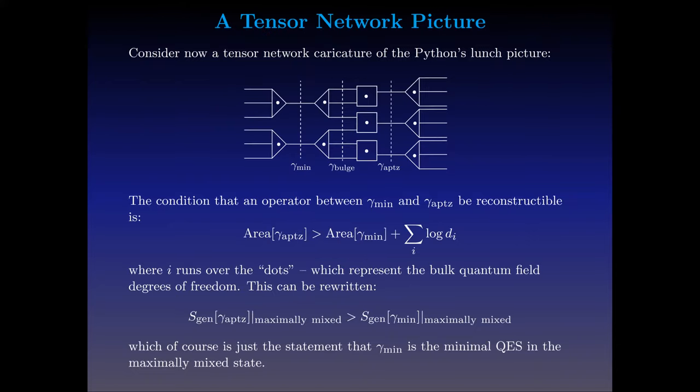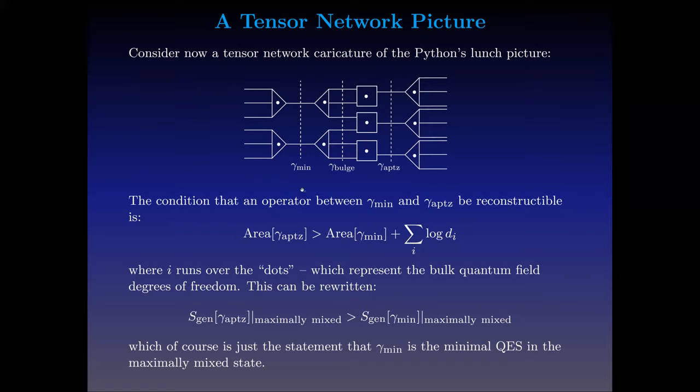So where does the Python's lunch come in here? Well, it's useful to see this from the perspective of tensor networks. So this is a tensor network caricature. These tensors don't stand for anything in particular. They're just shapes here. I'm not subscribing to any particular tensor network model. So let's consider a tensor network caricature of the Python's lunch picture.